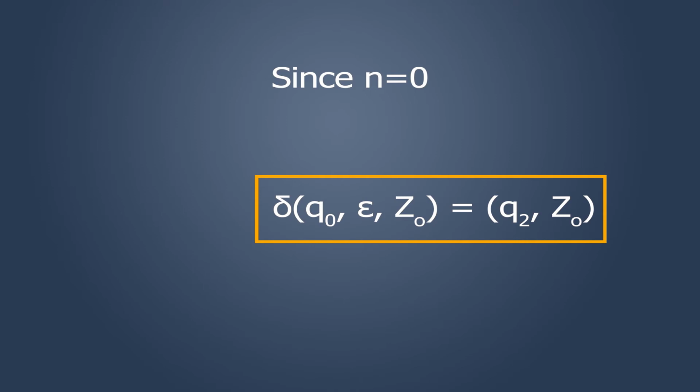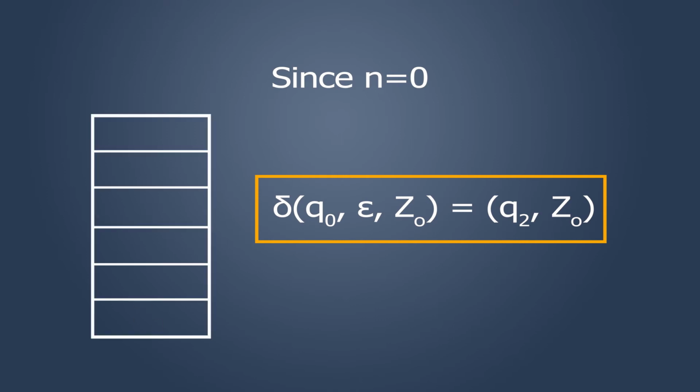So on Q0 state, if I don't have any input, and if I see the stack initially, what would be the top of the stack? Initially the top of the stack would be Z0. Then I should directly go to my final state. Which is my final state? Q2 is my final state with Z0 as top of the stack. So this transition function would help us in achieving it.